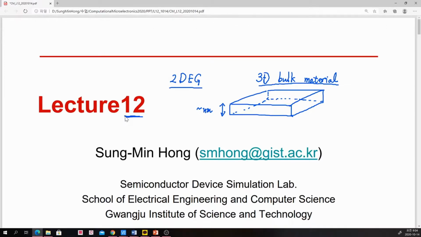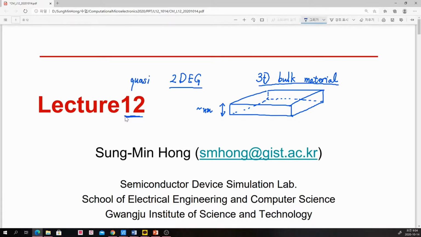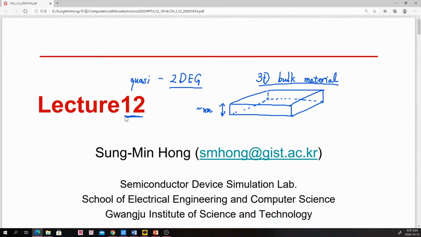Originally, a more exact term for this system would be quasi two-dimensional electron gas, because the vertical motion is not perfectly prohibited. Previously we had a term like quasi, but nowadays it is more frequently called just two-dimensional electron gas.